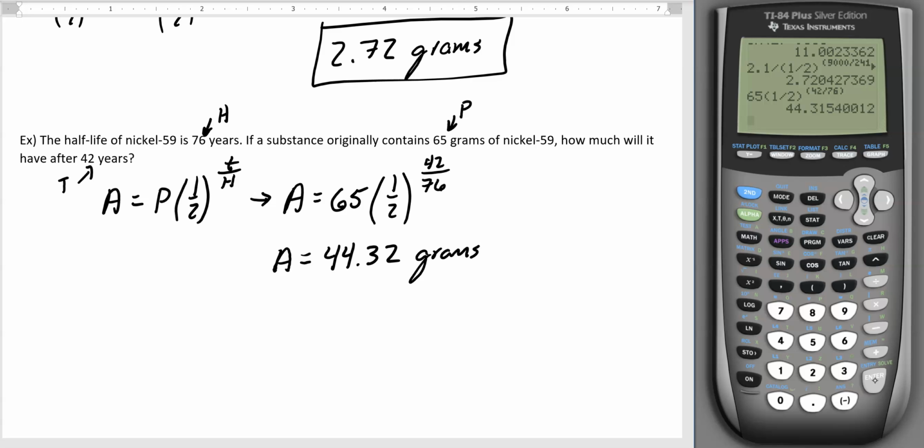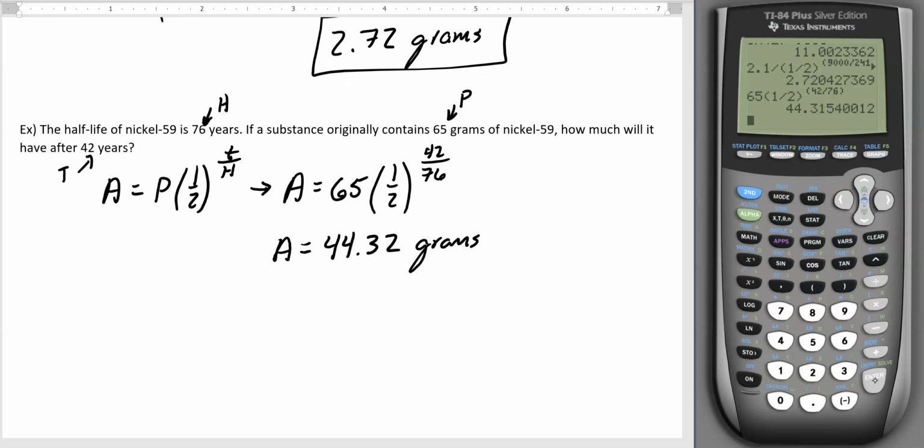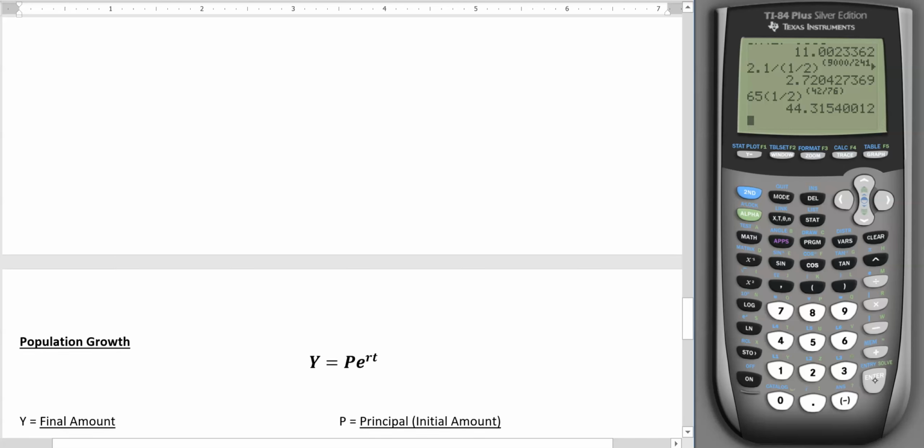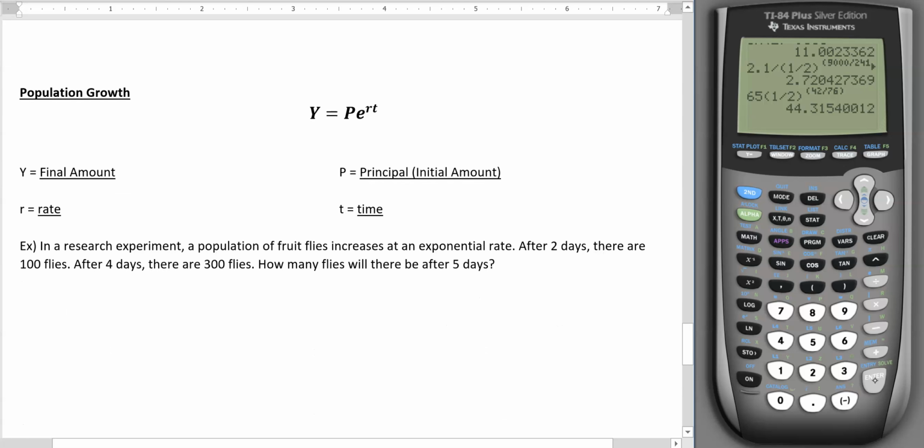Very cool. All right. The last formula we're going to look at is population growth. And you're probably saying, whoa, Mr. Carter, P times e to the rt, that was our continuous interest formula. You're right. It is pretty much the exact same. The only difference here is the continuous interest generally applies to money, while population growth obviously applies to a population.